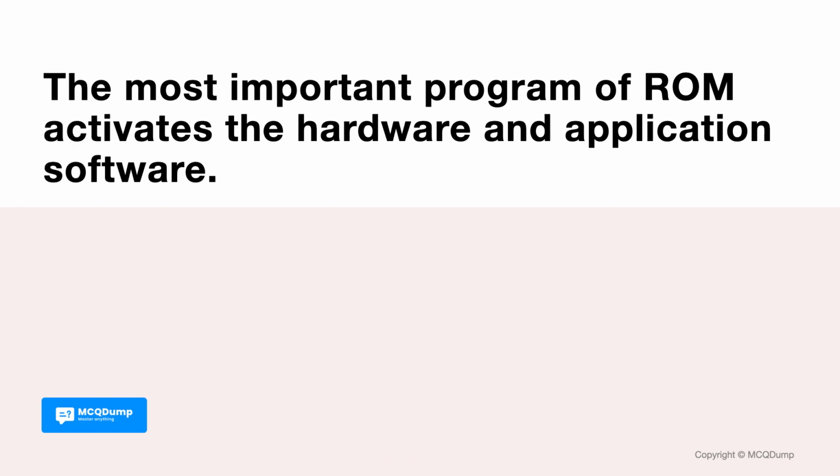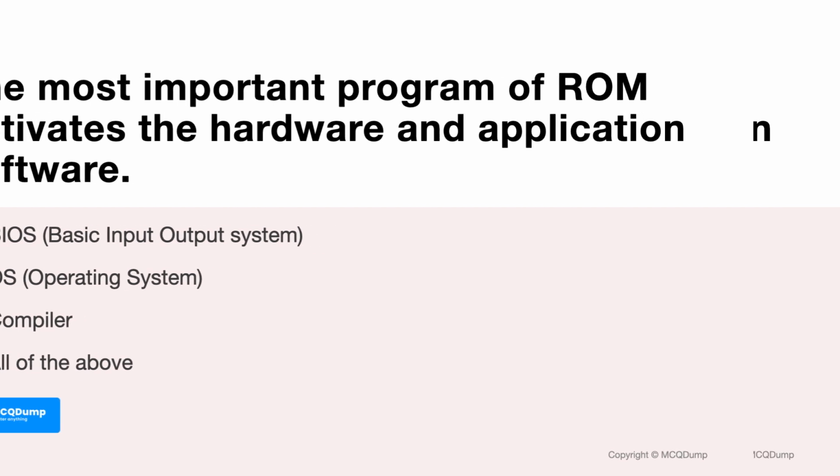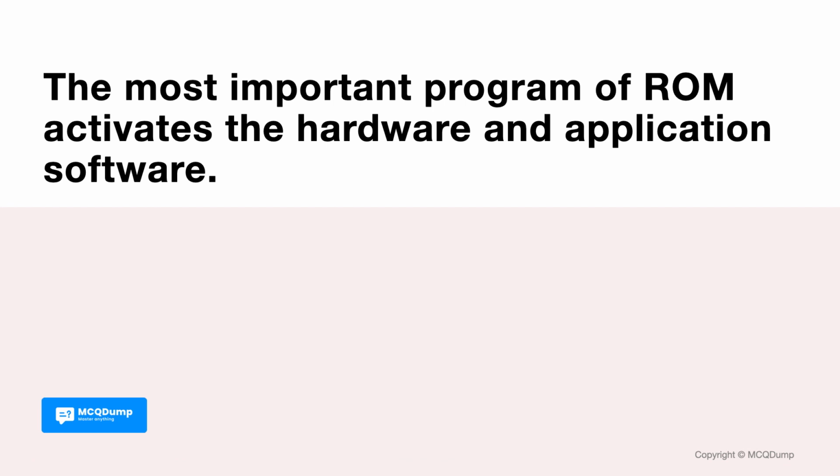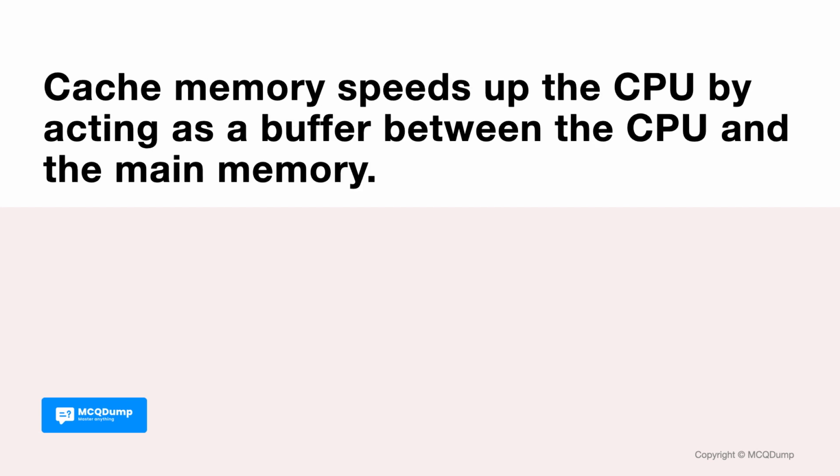The most important program of ROM activates the hardware and application software. Options are A. BIOS, Basic Input-Output System, B. OS, Operating System, C. Compiler, and D. All of the above. Answer is A. BIOS, Basic Input-Output System. BIOS activates the hardware and application software.